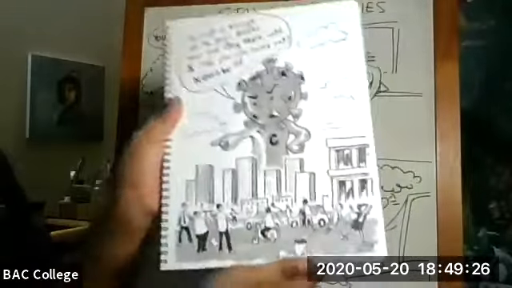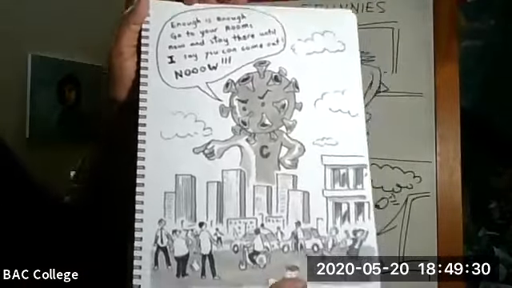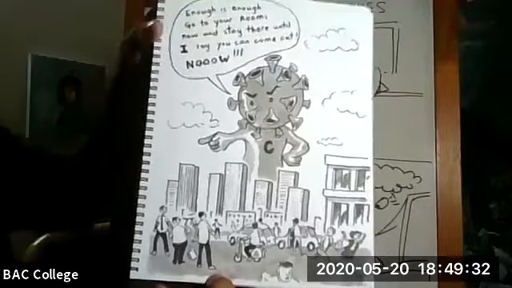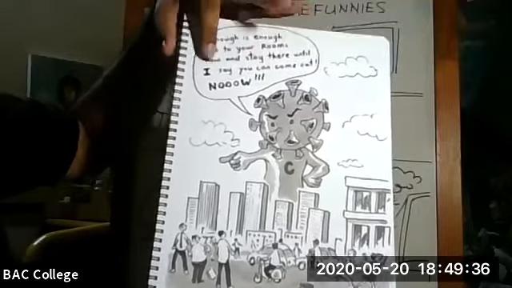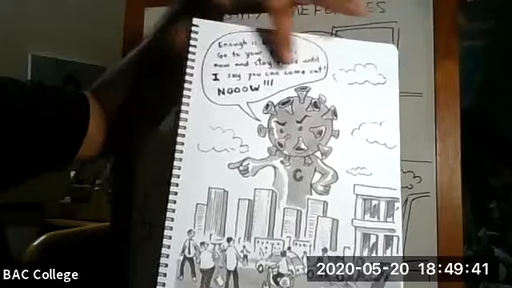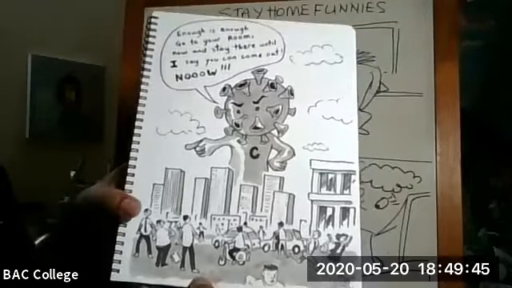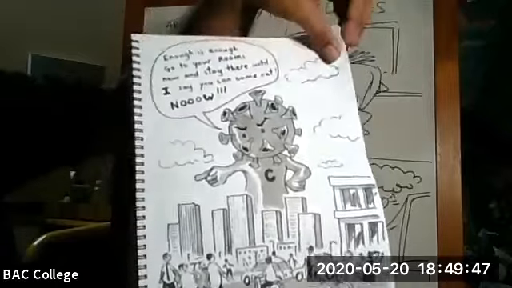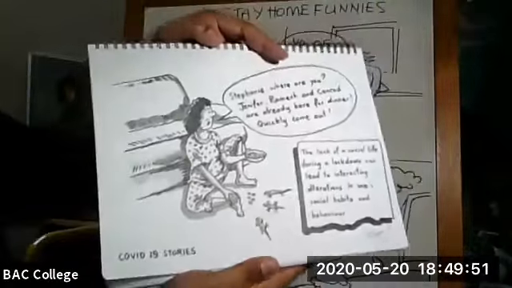Like for instance, I created this one where Corona is now in the streets and telling everybody enough is enough. Go to your rooms now and stay there until I say you can come out now. So it's telling people stay in and stay locked down. And people have been running helter-skelter, okay? So you can create your own caricatures like this.